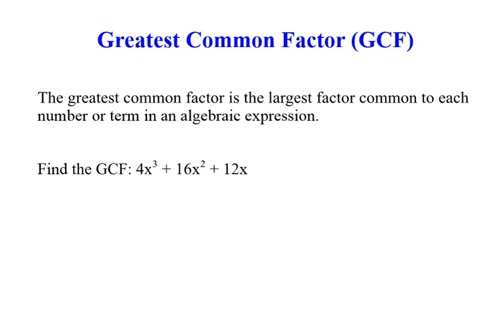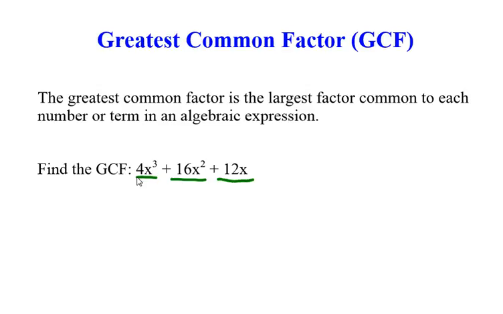The greatest common factor. The greatest common factor is the largest factor common to each number or term in an algebraic expression. In the example, we want to find the GCF, the greatest common factor, of the expression 4x cubed plus 16x squared plus 12x. Well, we can see there are 3 terms in this algebraic expression. We have 4x cubed, 16x squared, and 12x.